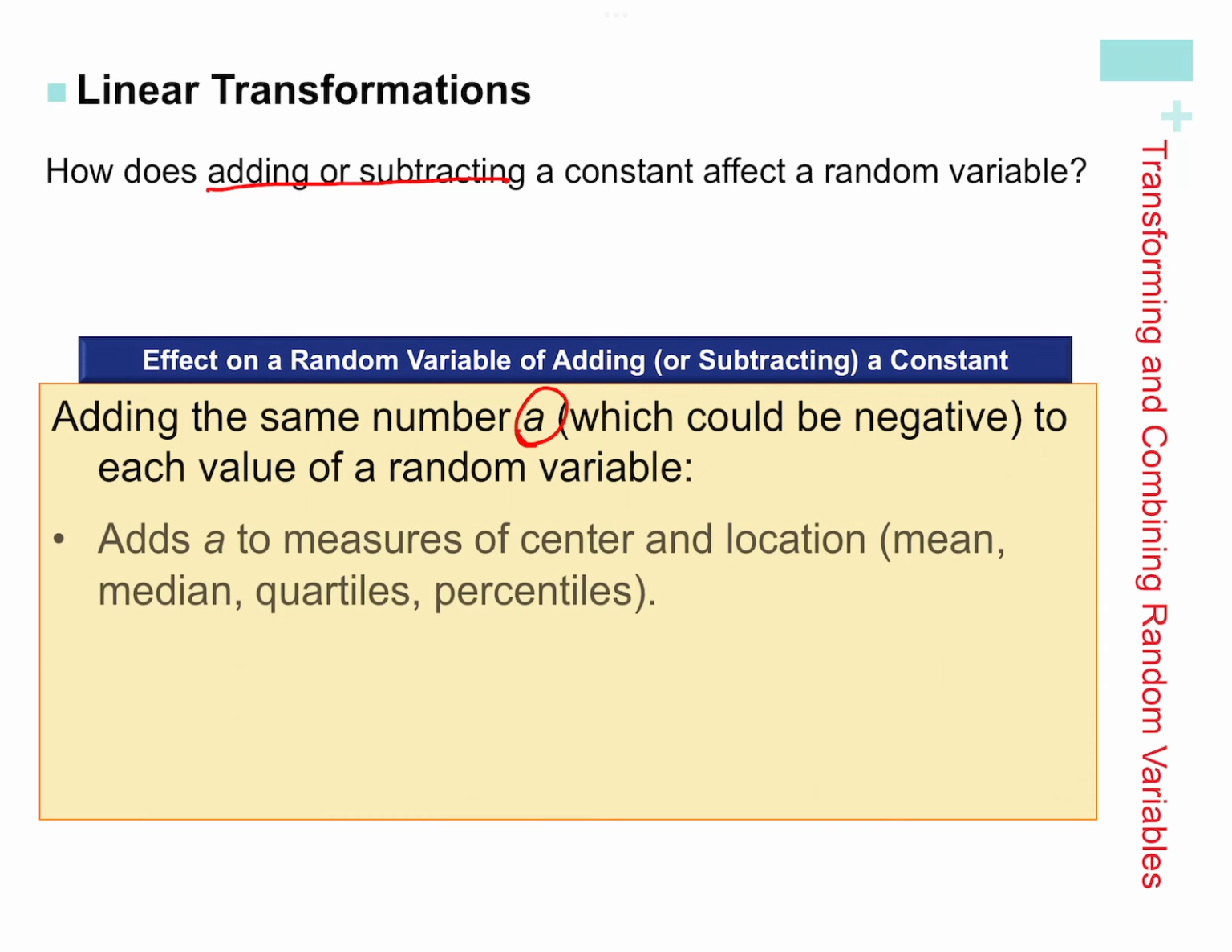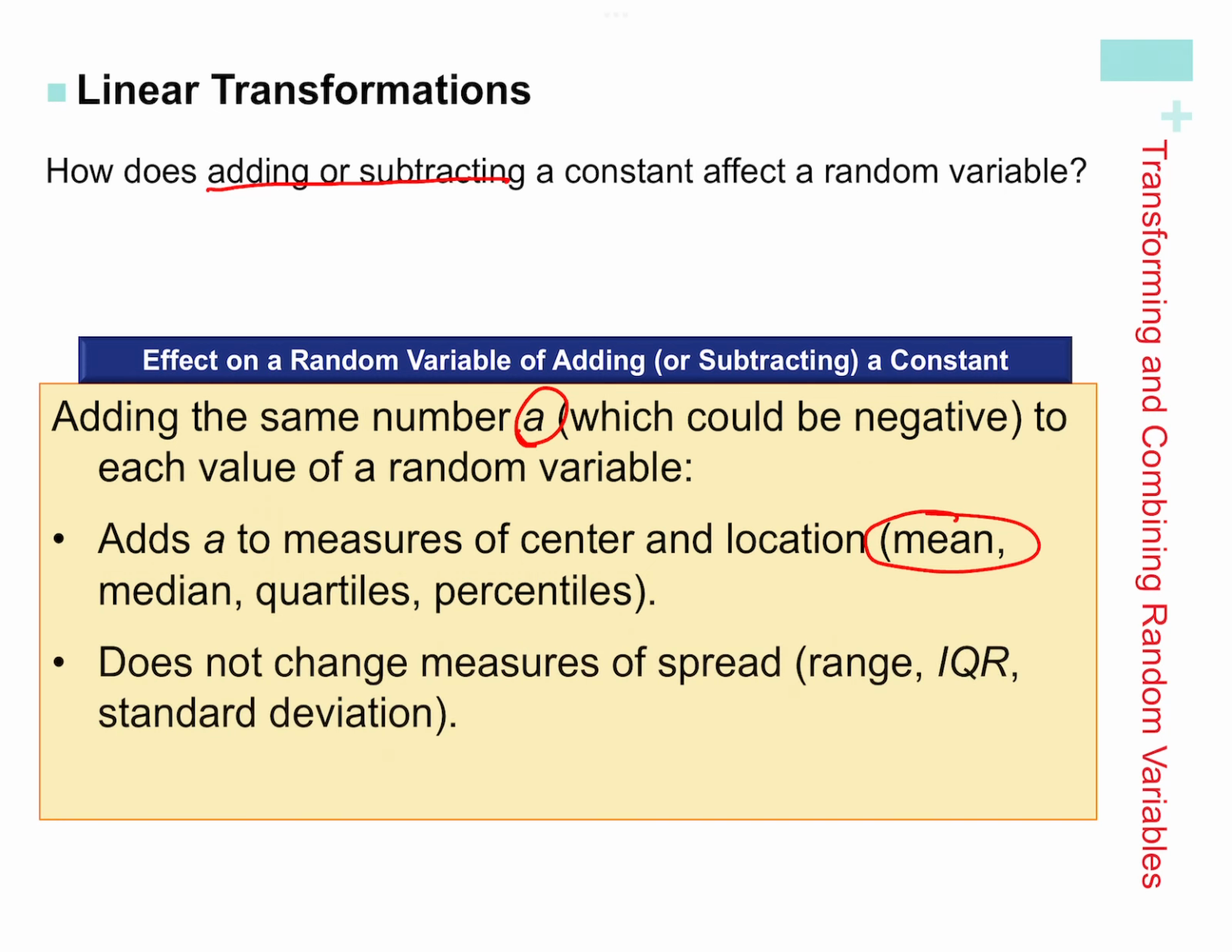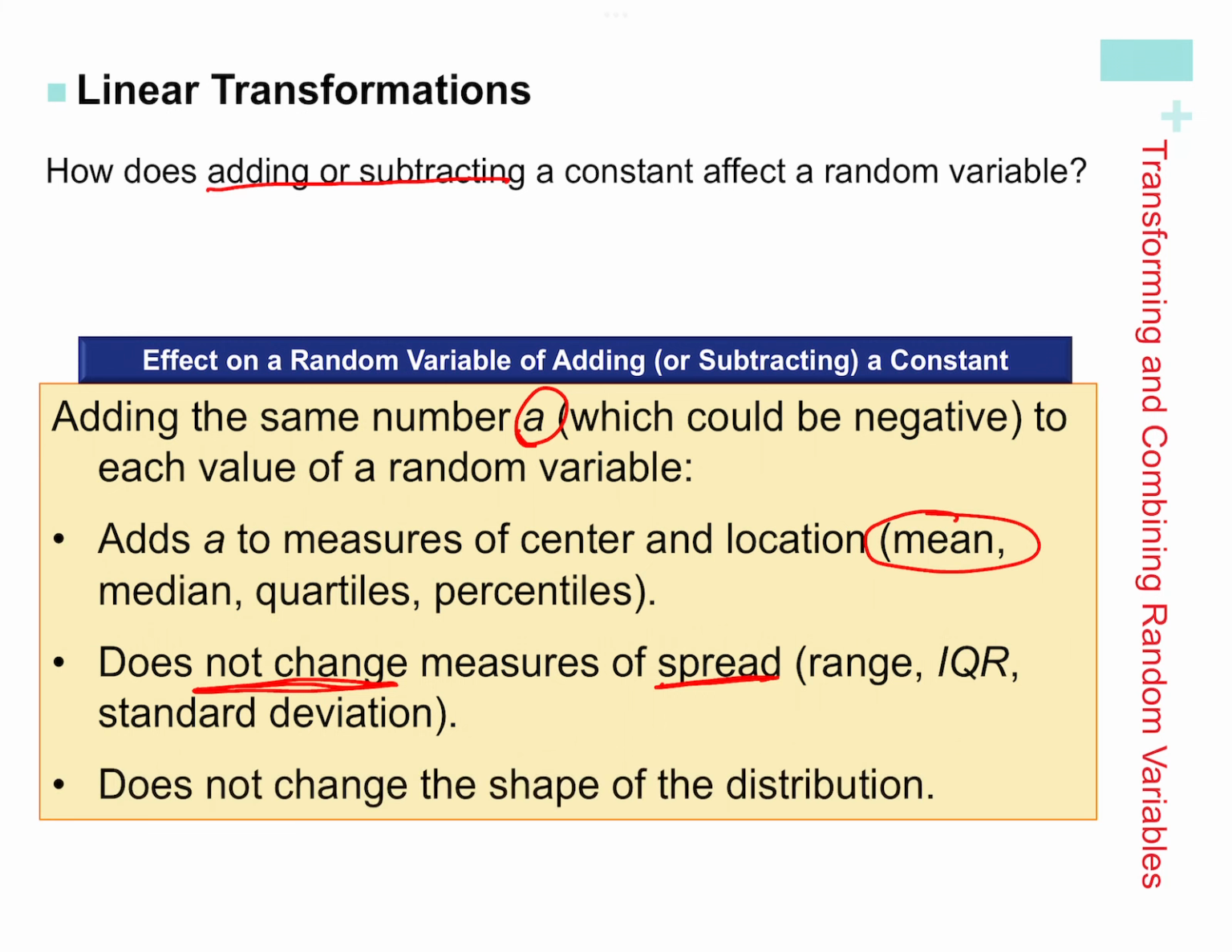If that's the case, it's going to add the value A to our measure of center, mainly our mean, so it's going to add that value to the mean or subtract it if we're subtracting. But when we are adding something, it does not change our spread. So our standard deviation would stay the same. It also does not change the shape of our distribution. So when you're adding a constant, it only changes your center.